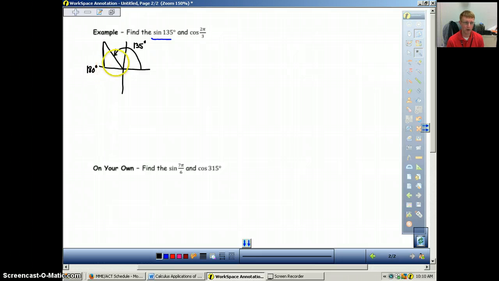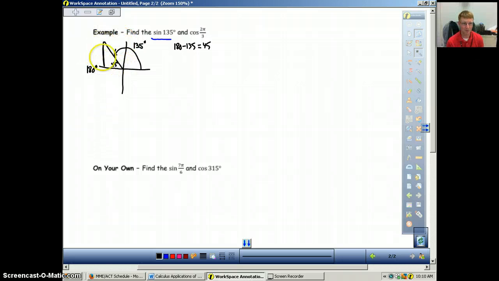So how do I figure out my reference angle? In other words, what's left over is just 180 minus 135, which is 45. So what I have is a 45 degree angle here, which is a special right triangle. So what I do is I now label my triangle. Now, be very, very careful here. Make sure we label this correctly.